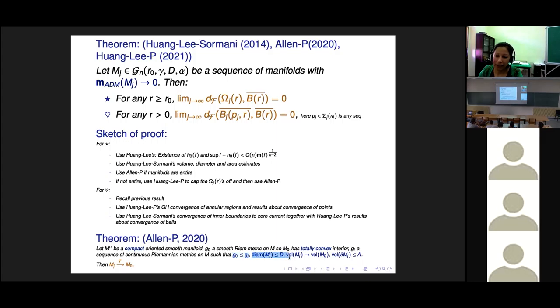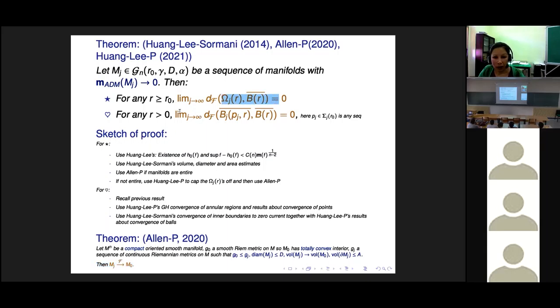And the diameter and the volume and the area bound, this just comes by the existence of these two nice quantities, the height and that F doesn't grow that much. Okay, so then you can right away apply the theorem and get convergence to the Euclidean ball. And that's how you prove this part.